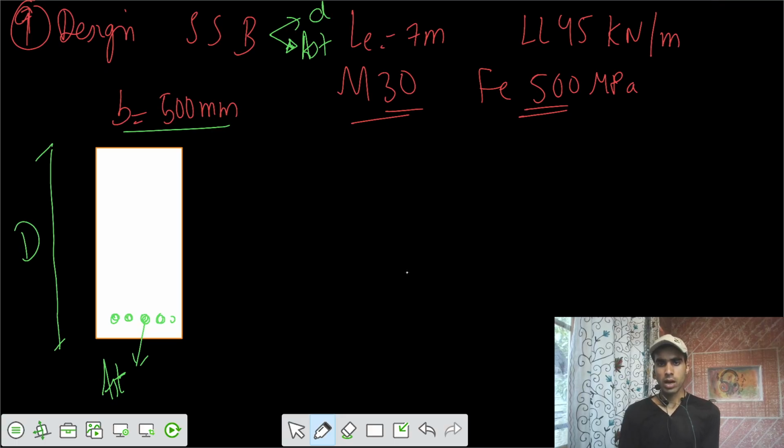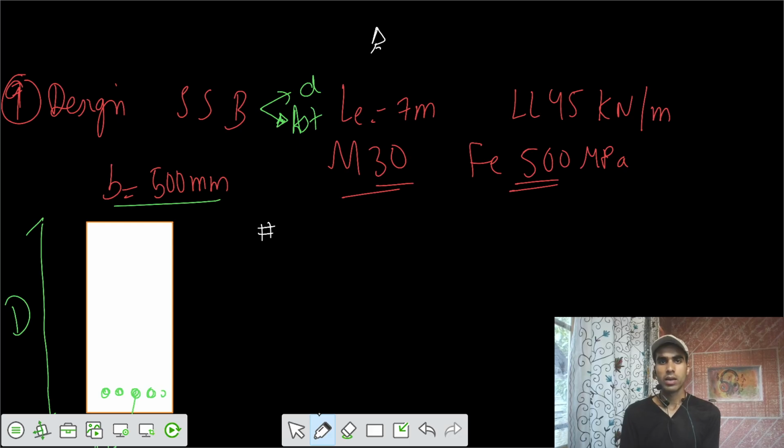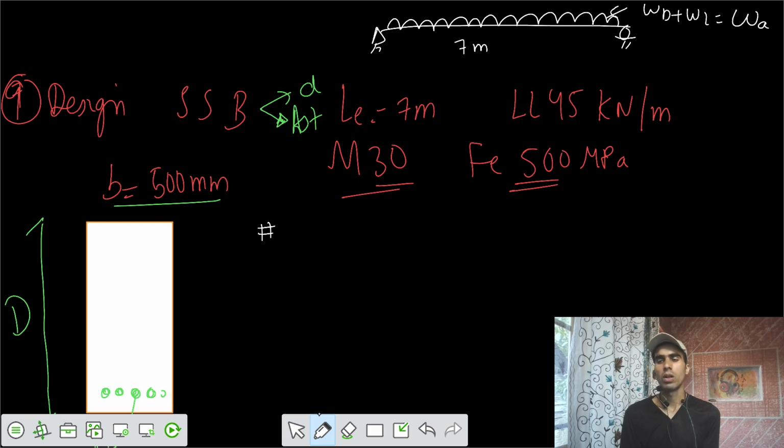So let's see what is the total load we are applying on the beam. We have this simply supported beam of length 7 meters, and there's some UDL acting because of dead load and live load. Let's call all that load W all. Because of that, we say maximum bending moment would be W L square by 8, where L is 7. This is your maximum bending moment, and this is a safe value.